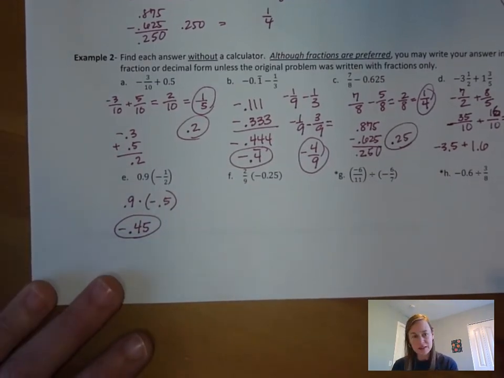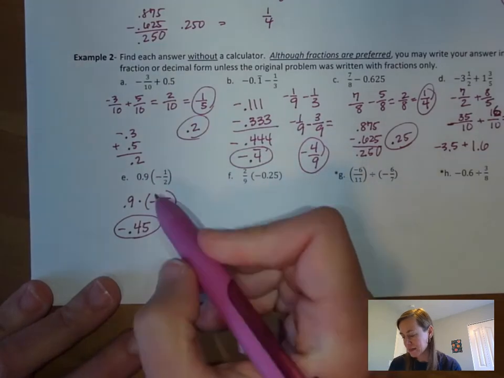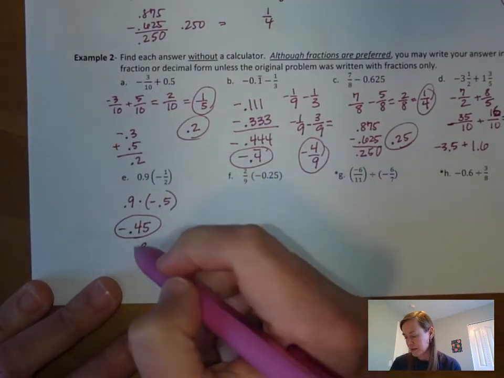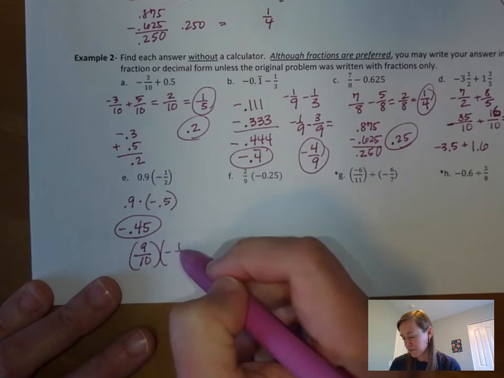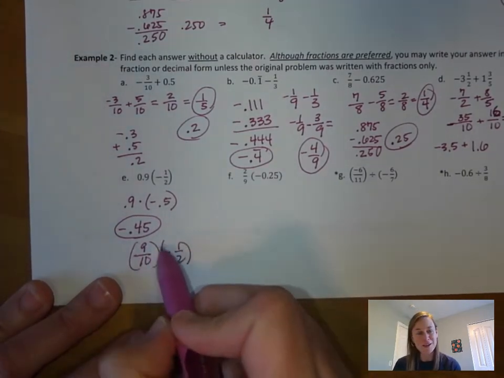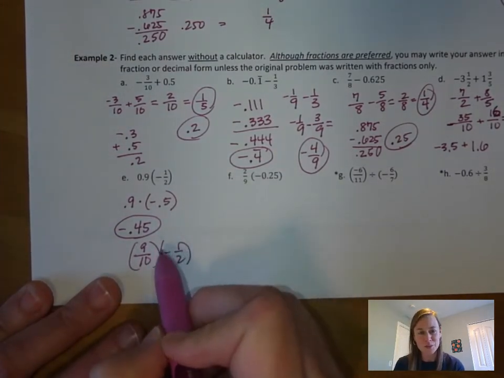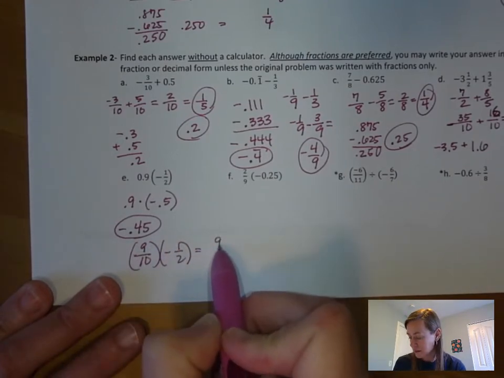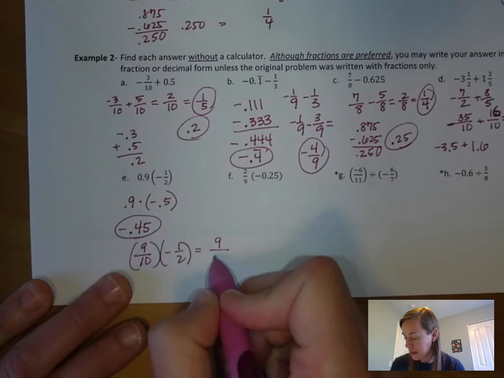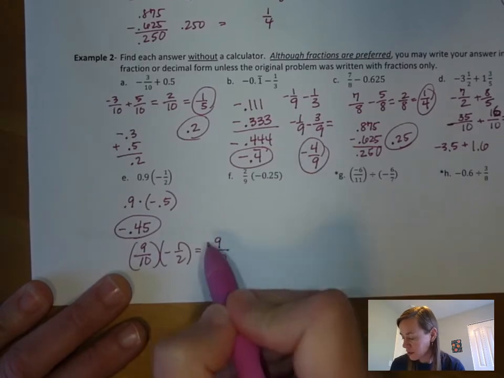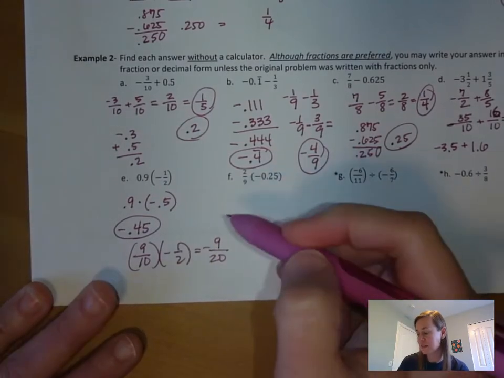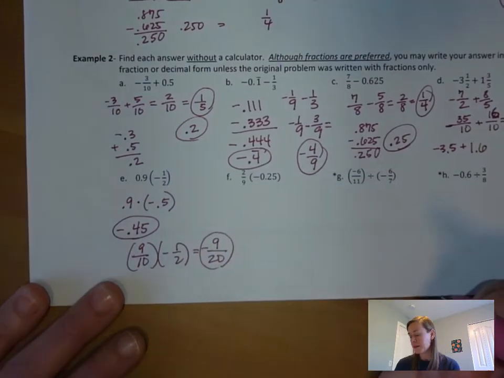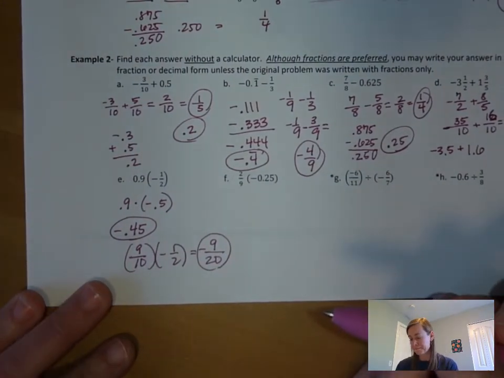Now for the other answer, we would take 9/10 and put it in fraction form, and then multiply times that -1/2. For multiplying fractions, if you remember, you just go straight across with the numerators. So 9 times 1 equals 9, and 10 times 2 equals 20. And we do have that negative sign still in front. That would be your answer, because that is already fully simplified.